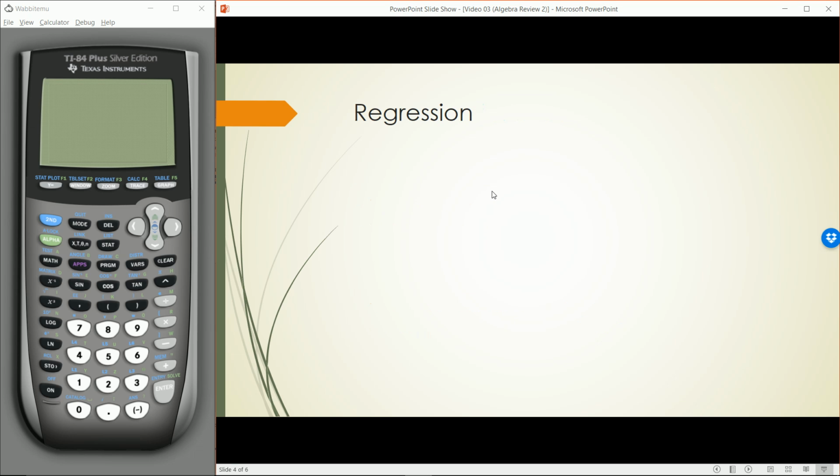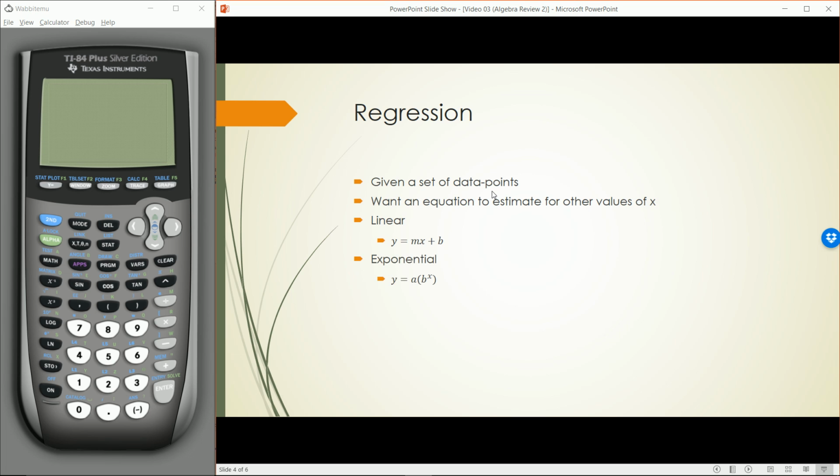All right. Now let's take a look at some linear regression. So to do a regression, you need to be given a set of data points. And you want to have some equation which relates the data points together. When we're talking linear regression, we want a linear equation which will be of the form y equals mx plus b, where m, as many of you know, will be the slope, and b is going to be our y-intercept. If you want exponential regression, it's going to have this form here, y equals a times b raised to the x.